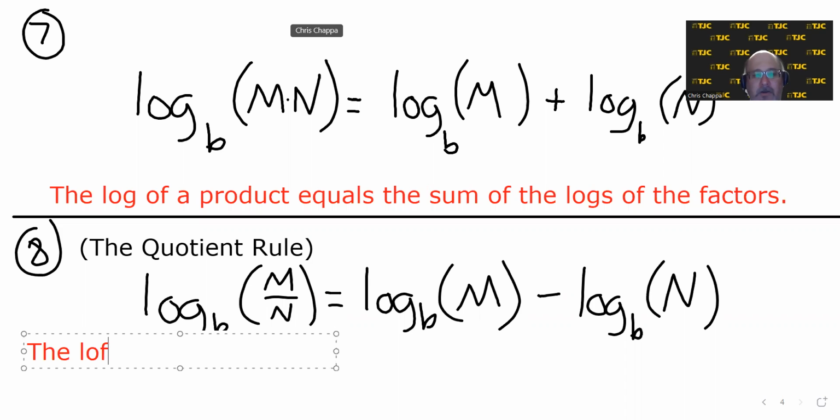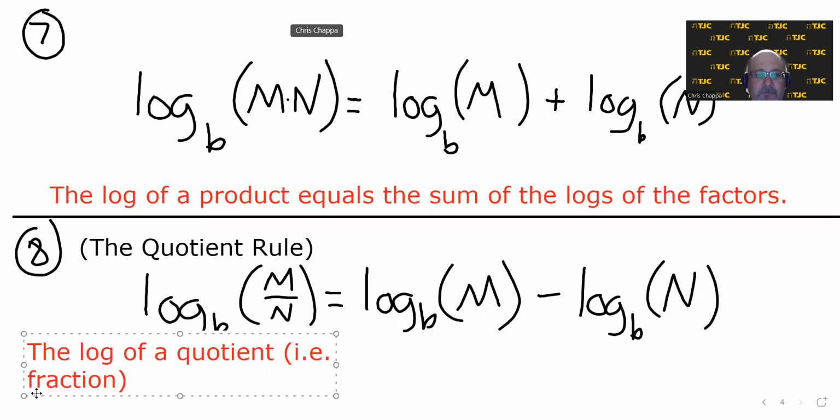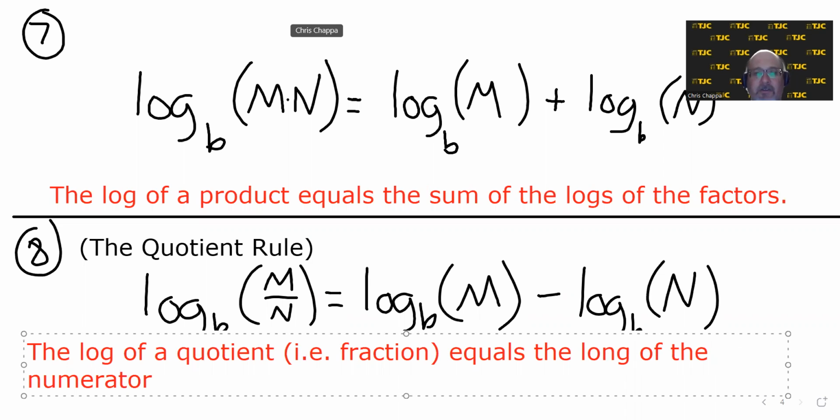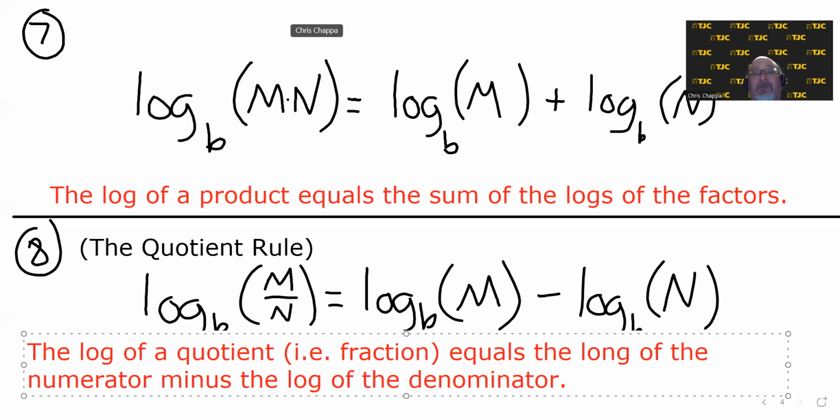The log of a quotient, i.e. fraction, equals the log of the, we'll just say numerator. I was going to say dividend, minus the log of the denominator. Now, there's a lot of words to say, but this is one of the reasons we use symbols, so we don't have to say all these words.